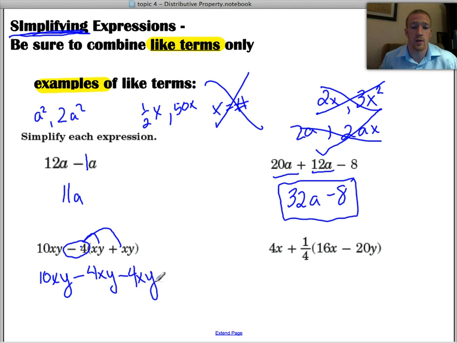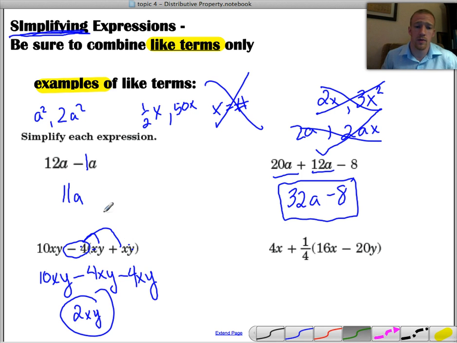minus 4xy. Now I just realized I could have done that easier. I could have combined these first, couldn't I? Let me just finish this and I'll show you what I mean. So 10 minus 4 gives me a 2xy. There's my answer.